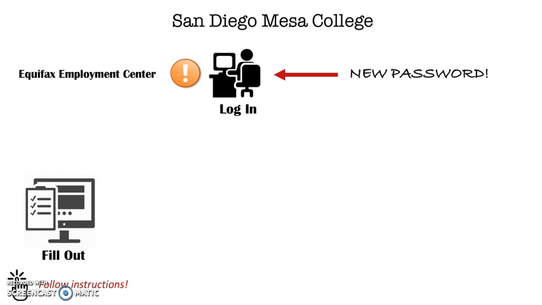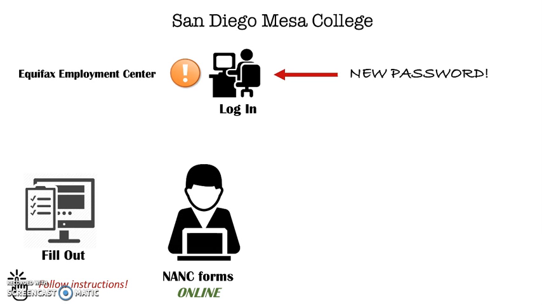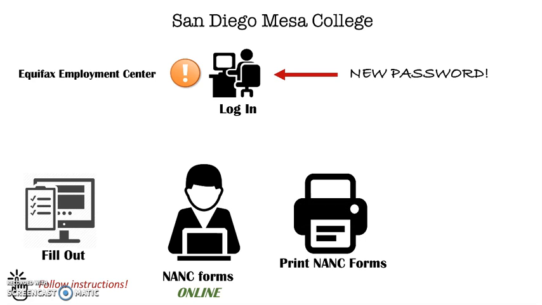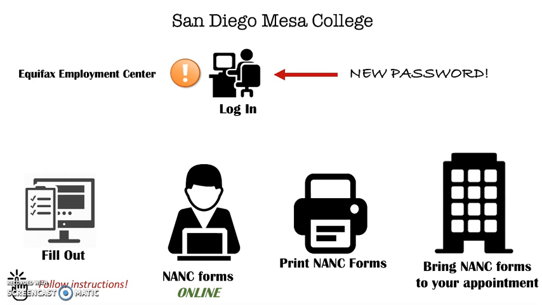Most of the forms will be completed online. Many of these forms simply require you to read the information and acknowledge that you understand it by writing your initials in the designated box. However, among the forms that you will fill out online on Equifax, there will be some that you will need to print and bring to your appointment at the Business Support Office. These are labeled Employee Forms, NANCs, in the table of contents.